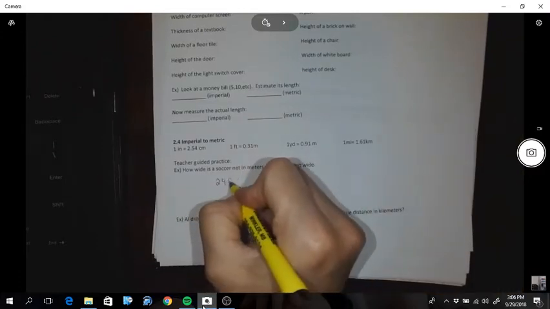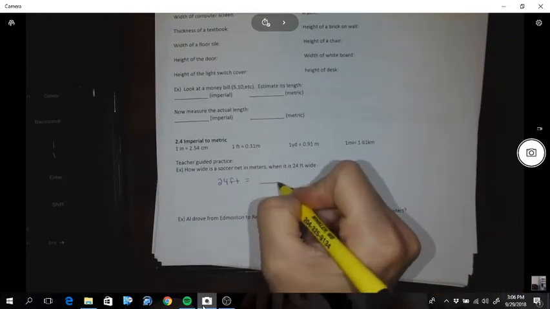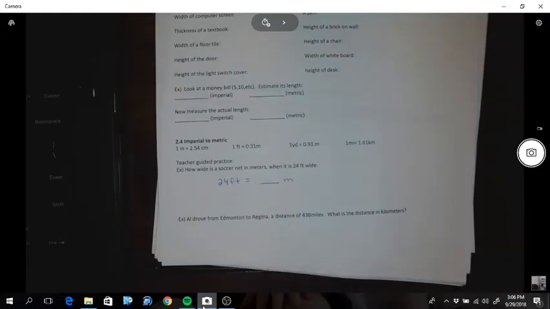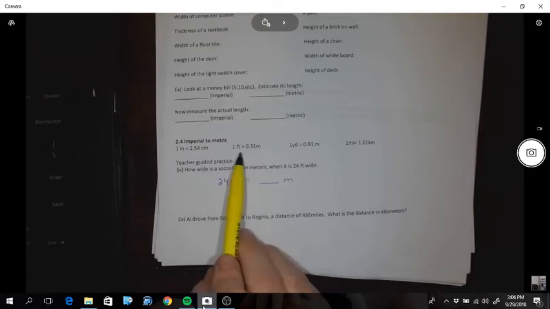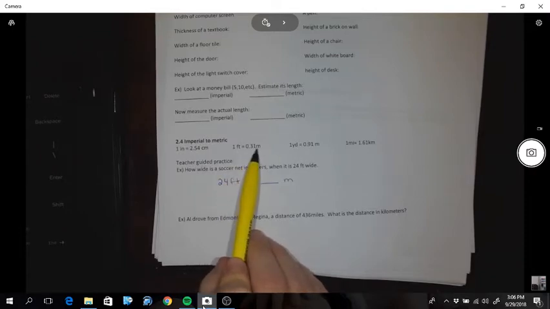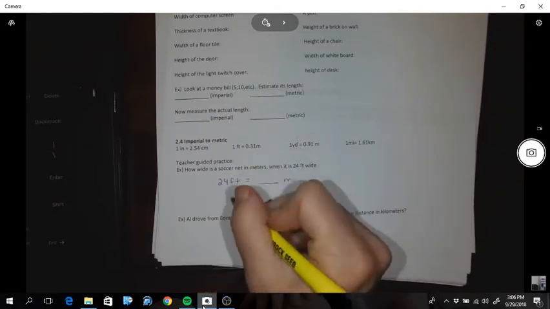So 24 feet is what I have, and I want to know how many meters that is. I'm going to use some given information here. I know that 1 foot is equivalent to 0.31 meters.